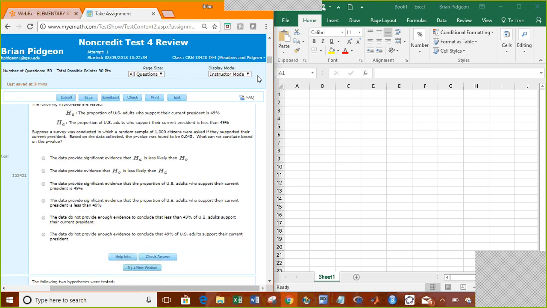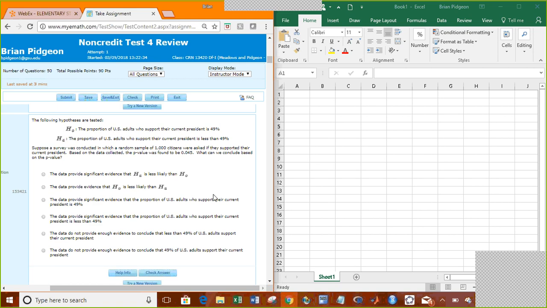The following hypotheses are tested. The null hypothesis is the proportion of U.S. adults who support their current president is 49%, and we're saying that the current approval rating is less than 49%. Based on the data collected, the p-value is found to be 0.045. So what can we conclude based on the p-value?